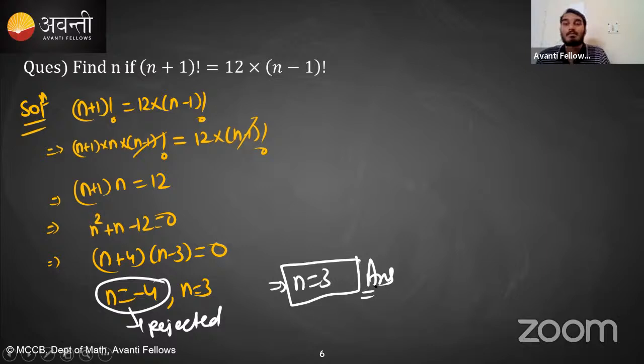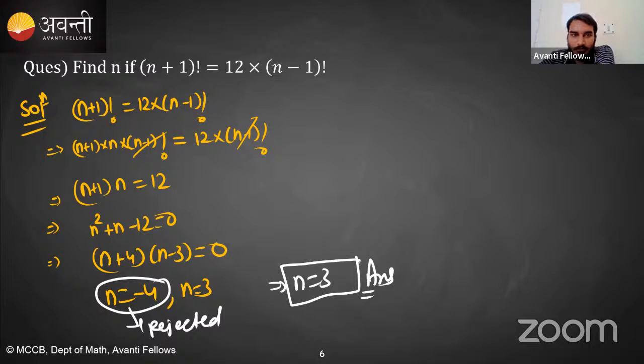Is this clear? So n is equal to 3 is the answer. Any doubt, students, in this question? It is clear why I have rejected n is equal to minus 4, because on putting n equal to minus 4 in my original question, I am getting a negative factorial, which does not exist. So that's why I will reject this. Any doubt so far, students? If there is no doubt, then let's proceed.